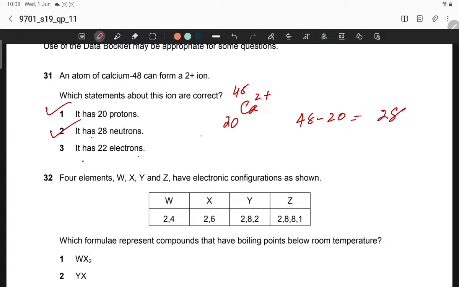It could have 18 electrons after losing 2 electrons. So it is not correct. 1 and 2 are correct. Then the option is B.